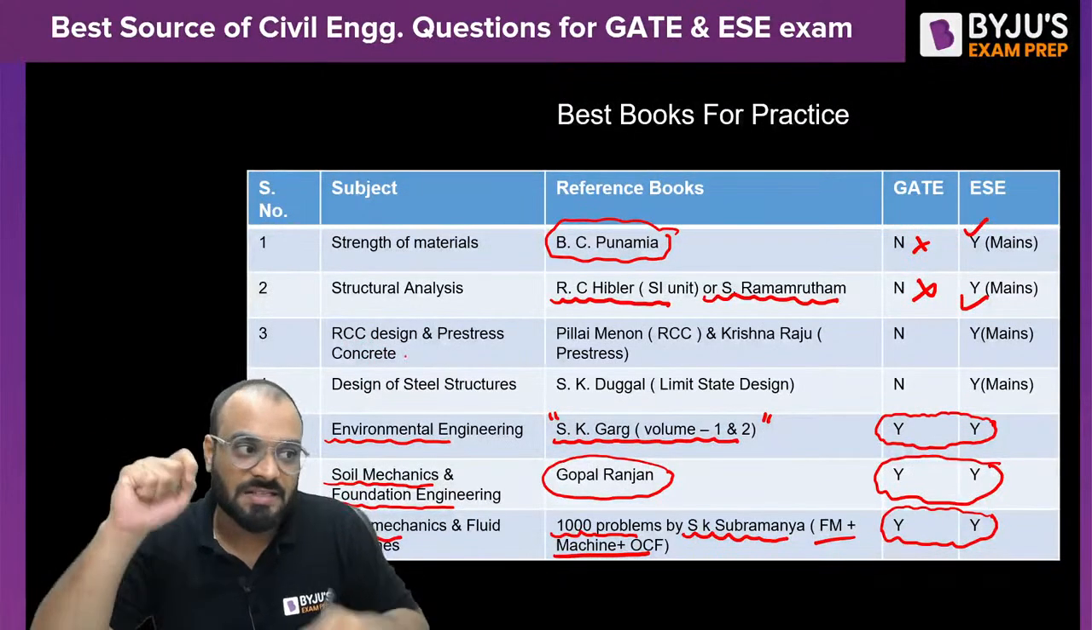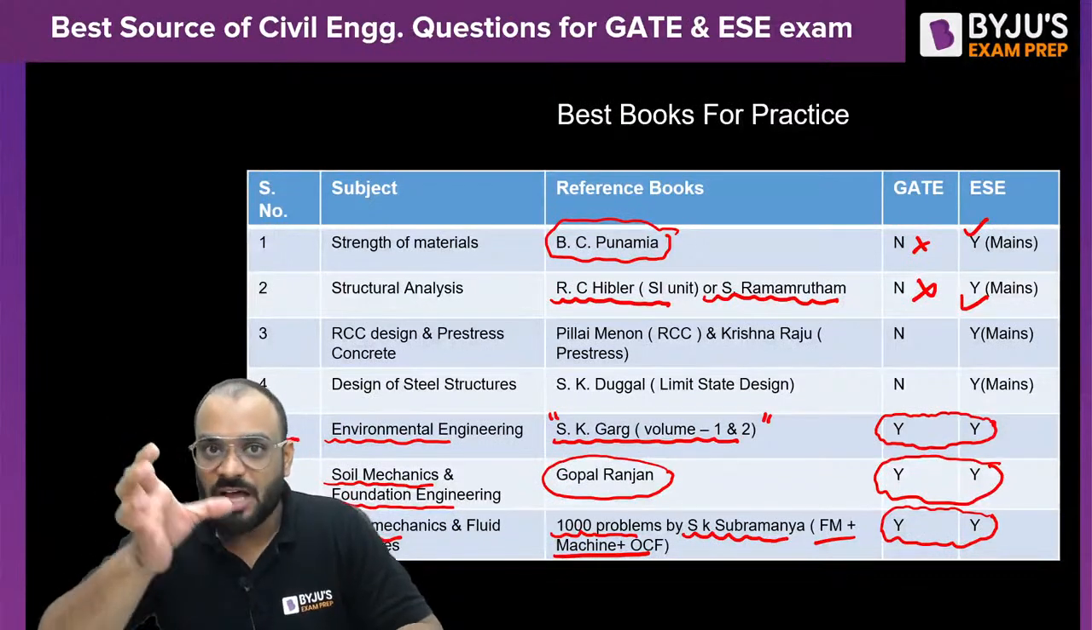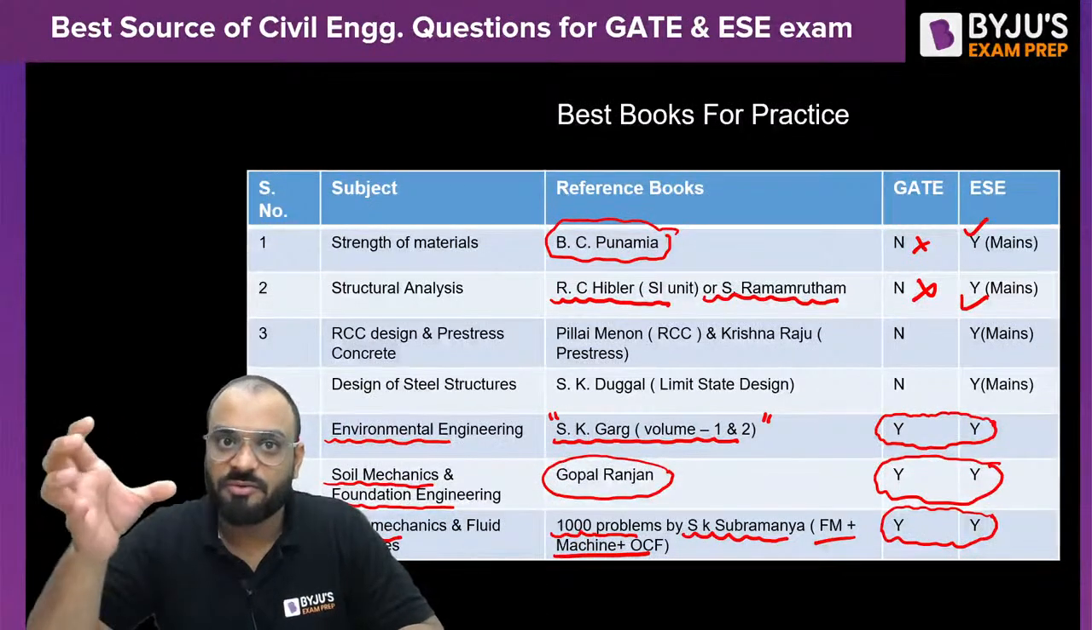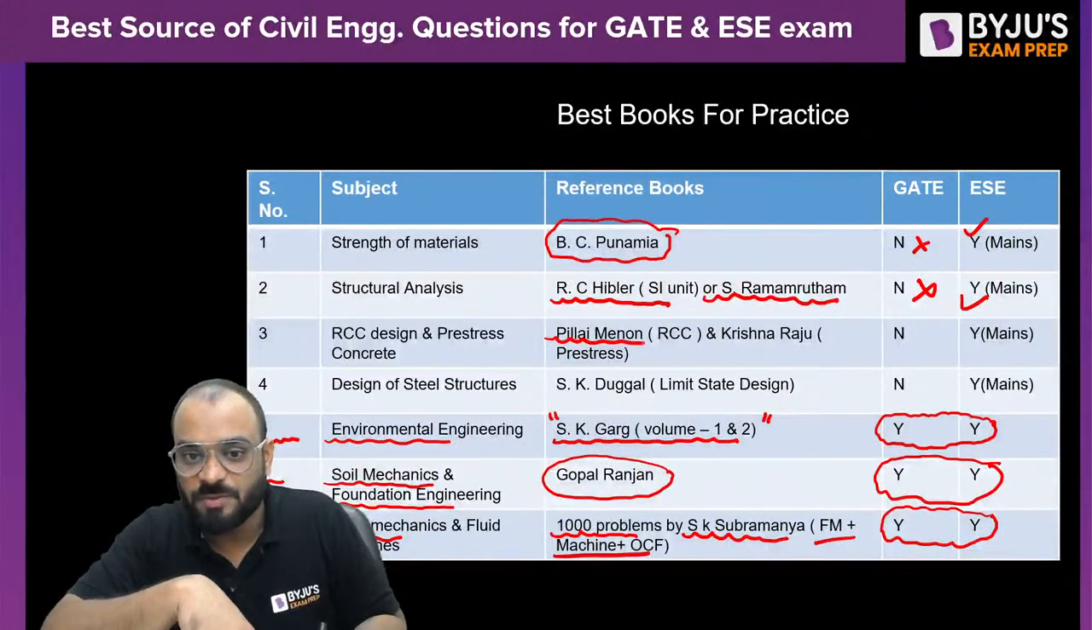Okay, now let's understand, guys, the RCC portion. So basically RCC will have 2 contents. One is reinforced cement concrete and the second is the pre-stressed concrete part. So guys, if we talk about RCC, which is basically our design of reinforced cement concrete portion, you can use Pillai and Menon for this particular thing, right?